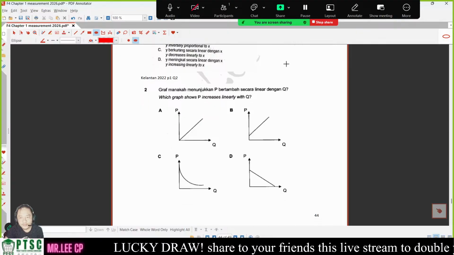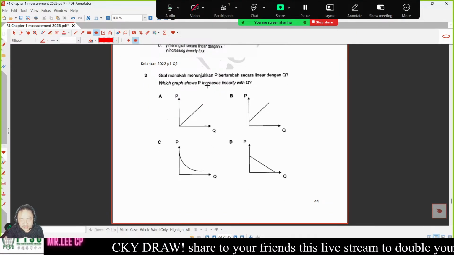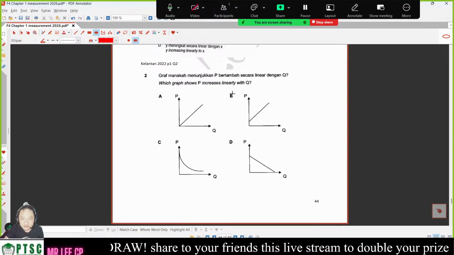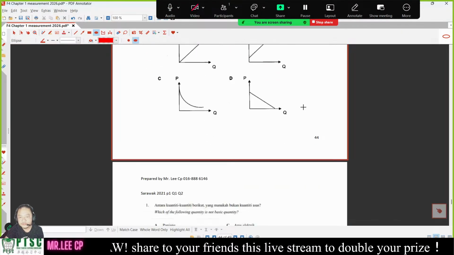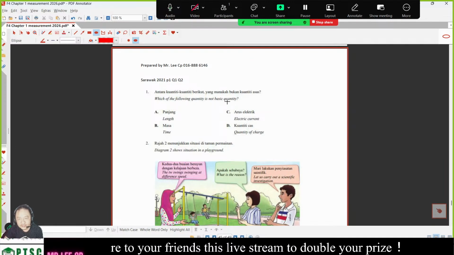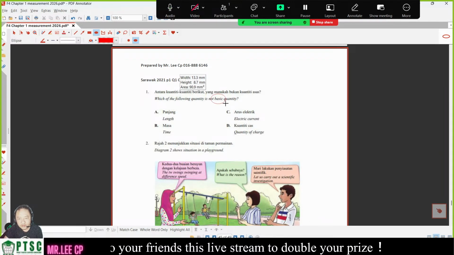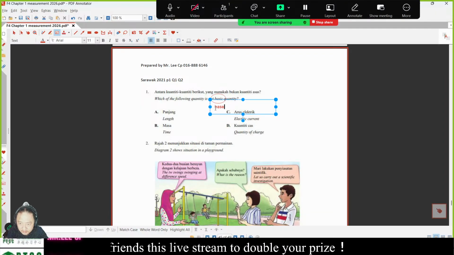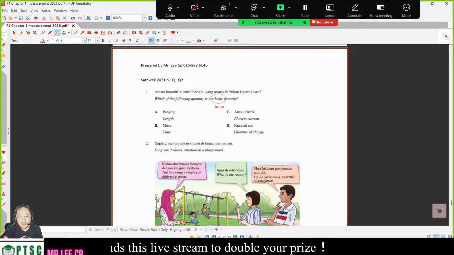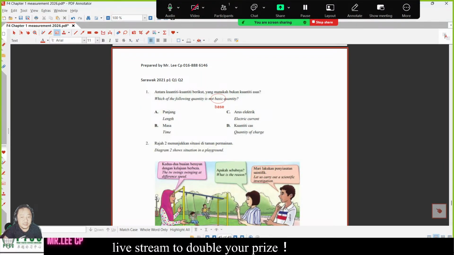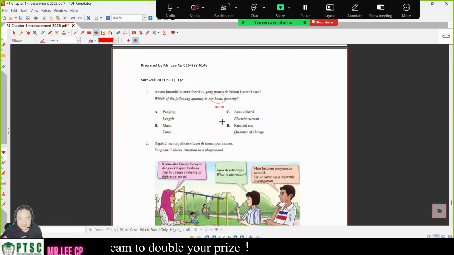Okay. Which graph shows P increasing linearly with Q? Increasing linearly with Q. B. Which of the quantities is not a base quantity? This one is spelled wrong, it is supposed to be base quantity. Not a base quantity. This one is a base quantity, yes, yes, yes, no. Answer is D.